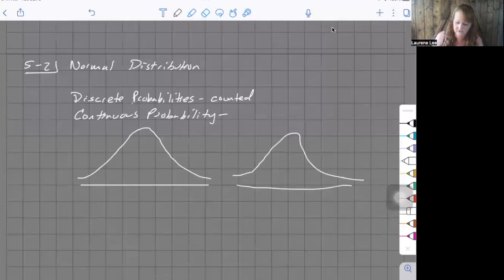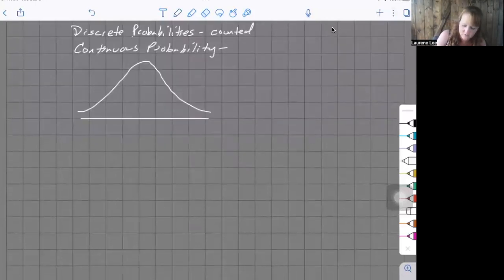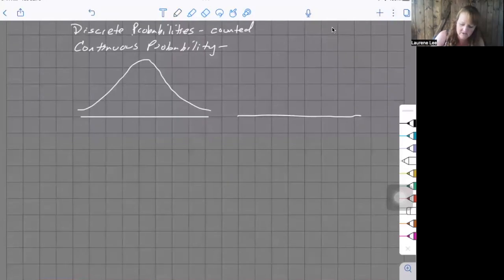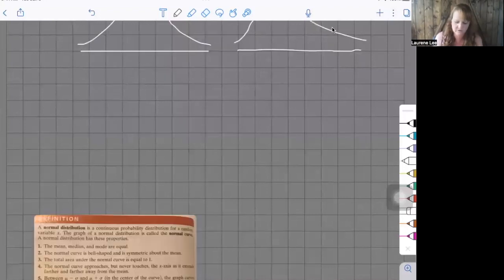That's a horrible drawing. Let me try that again. We're going to look at one later in chapter 8 that goes up heavy like this, and then it skews way out here to the right. That's a different kind of distribution, and that happens. But for the most part right now, we're going to focus on this normal distribution.